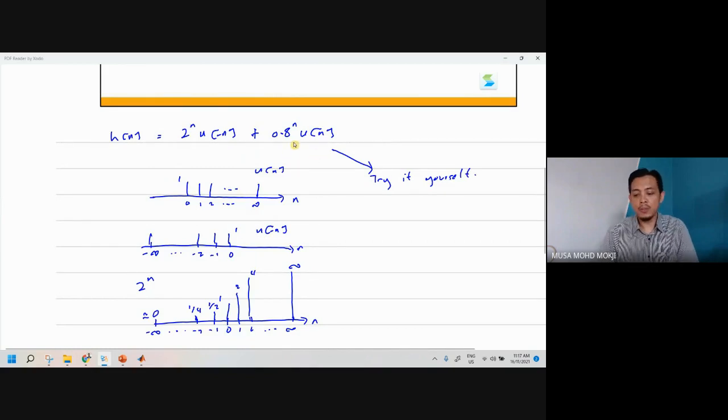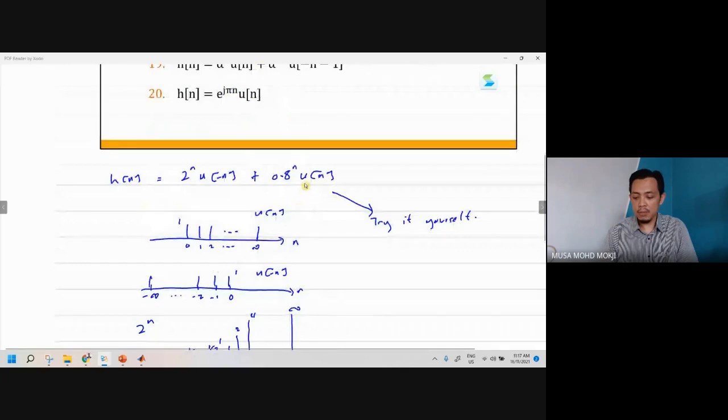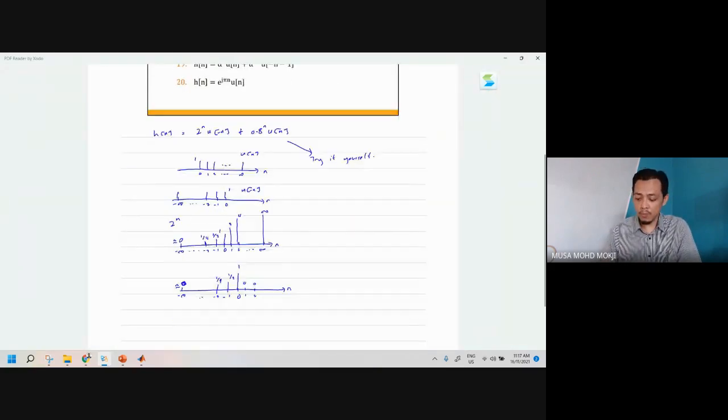Okay, you should be able to sketch this, 0.8 to the power of n u[n]. So now what we have is actually a range from minus infinity up to 0 of 2 to the power of n. And basically, if we look at this equation, this is actually u[n]. So u[n] ranges from 0 up to infinity. So we have values from n equals 0 up to infinity for 0.8 to the power of n. Okay, so that is actually in the time domain, but we need to transform it into the Z domain.